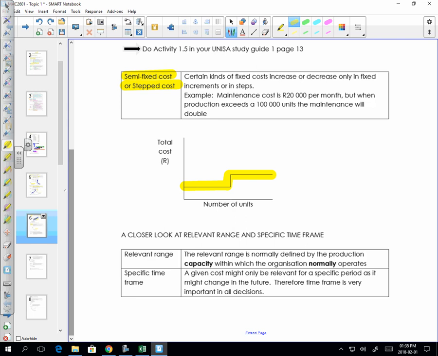So we are now going to talk quickly about relevant range. So in other words, within this range, the fixed costs are so much. Within the next range, or time frame even, does that make sense? The costs are fixed. That's what we're talking about. So the relevant range would be defined by the production capacity within which you normally operate. So within this, the fixed costs are that. But if we go beyond that, then it might change. We might need a second machine, which would depreciate and so on.